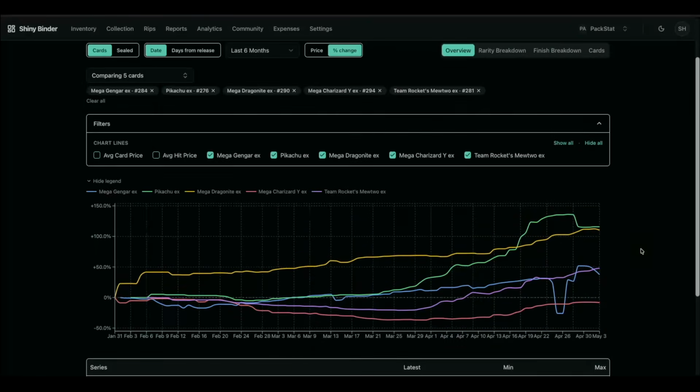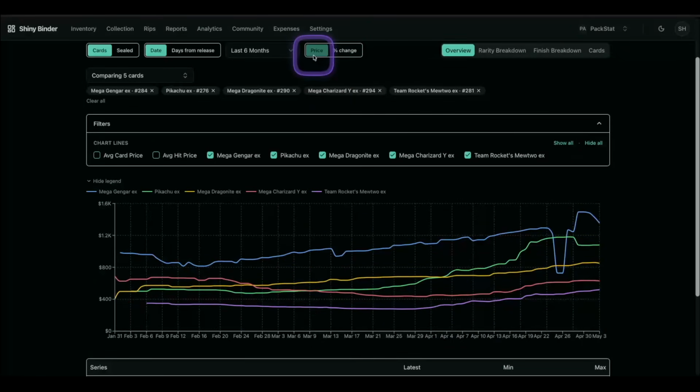But now the problem is everything seems to have stalled, especially for these high-priced cards, and no wonder. It's because they're extremely expensive. Who has the money to keep buying these cards? There's only so much money to go around.